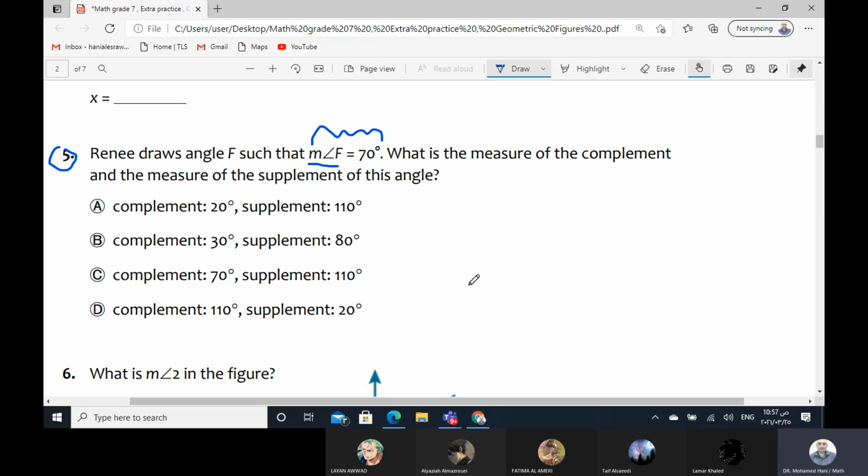Now, who can remind us what is the difference between complementary angles and supplementary angles? The complementary angle is 90 and supplementary is 180. Great. If the sum of the two angles equals 90 degrees, the name of the two angles is complementary. If the sum of the two angles is 180, the name of the two angles is supplementary. So who can tell me what is the right choice here?